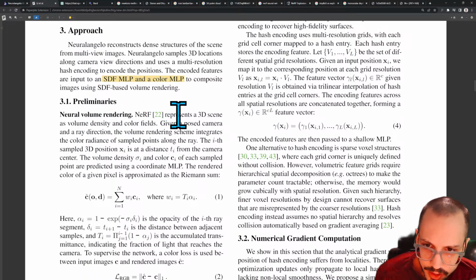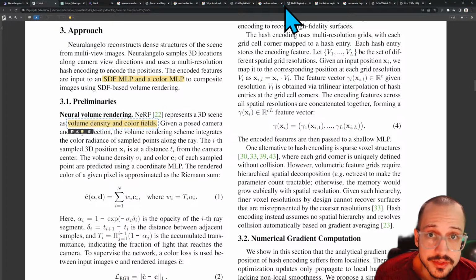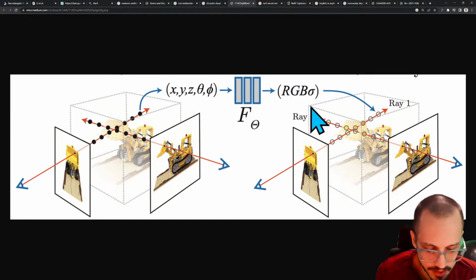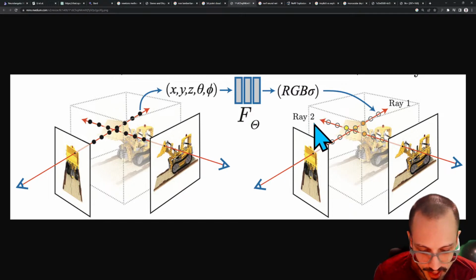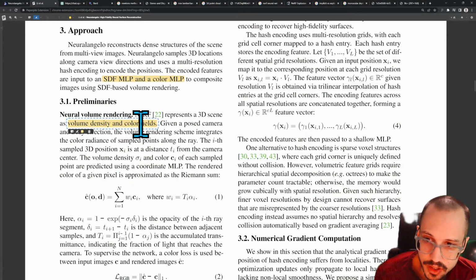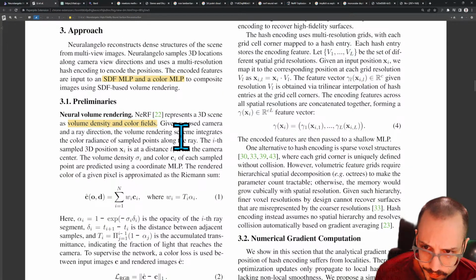Okay. NeRF represents the 3D scene given as a volume density and a color field. So the volume refers to this part here, this little sigma. That's the opacity. You can also think of it as how see-through it is. You can also think of it as the density. That's another way of thinking about it. And then the RGB is the color. So the color field is the RGB.